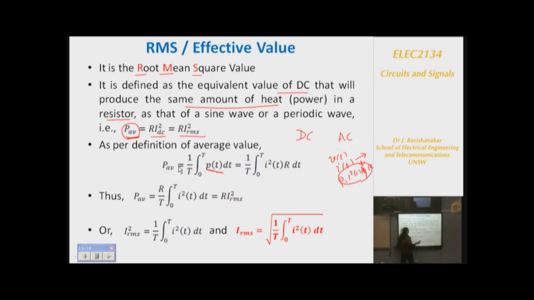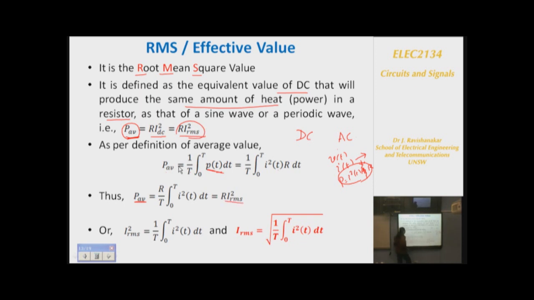What is power in an AC? As we just saw, it is i squared of t into R, the square of the instantaneous current at any time, into R into dt. So when you integrate this, what will you have? This R is a constant, so take the R outside: integral from 0 to T of i squared t into dt. Now this is the average power, which is actually equal to I_RMS squared into R.